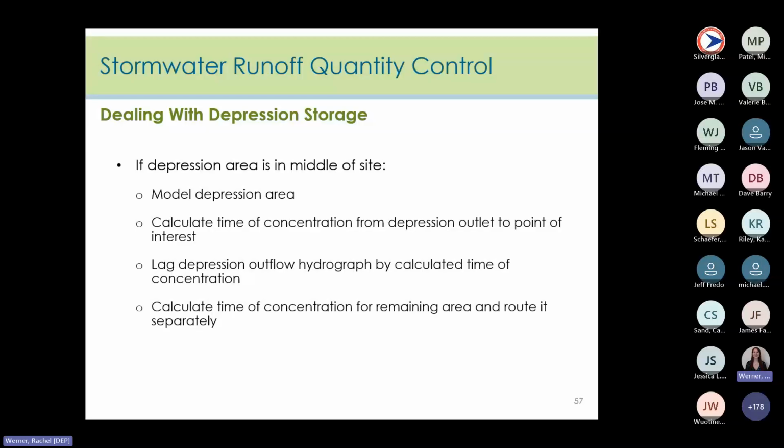In general, this is the procedure that should be followed to model existing depression storage areas in the middle of a site. And bear with me because we will go through an example for this. So first, model the depression area as a basin, meaning there will be subdrainage areas going to the depression, and the depression will be modeled as a pond using the existing site characteristics.